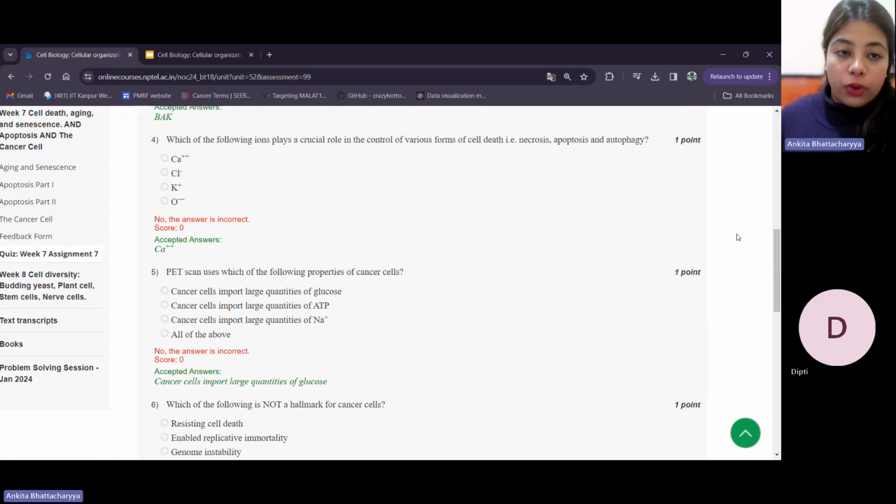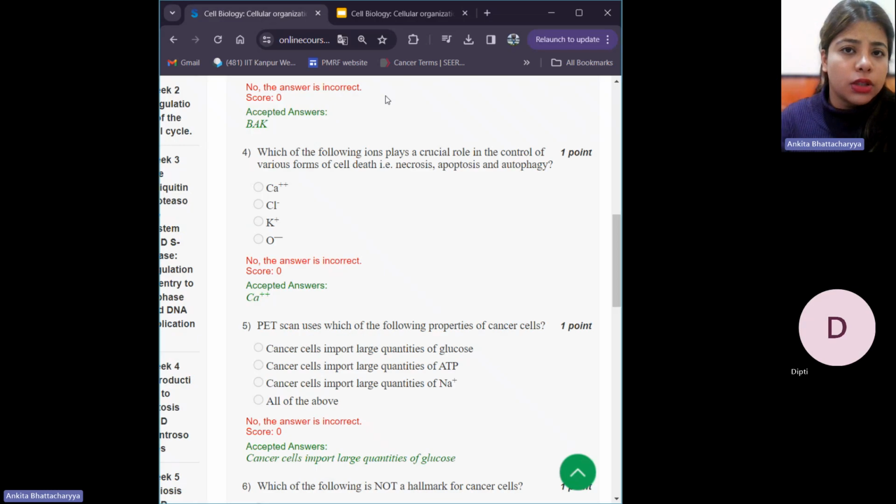Coming to question 4, which of the following ions plays a crucial role in the control of various forms of cell death? That is necrosis, apoptosis, and autophagy. So when we talk about these three types of cell death, we have majorly focused on the protein, in particular the enzyme, that is very relevant in the context of these processes. But in the context of, I hope it is visible.